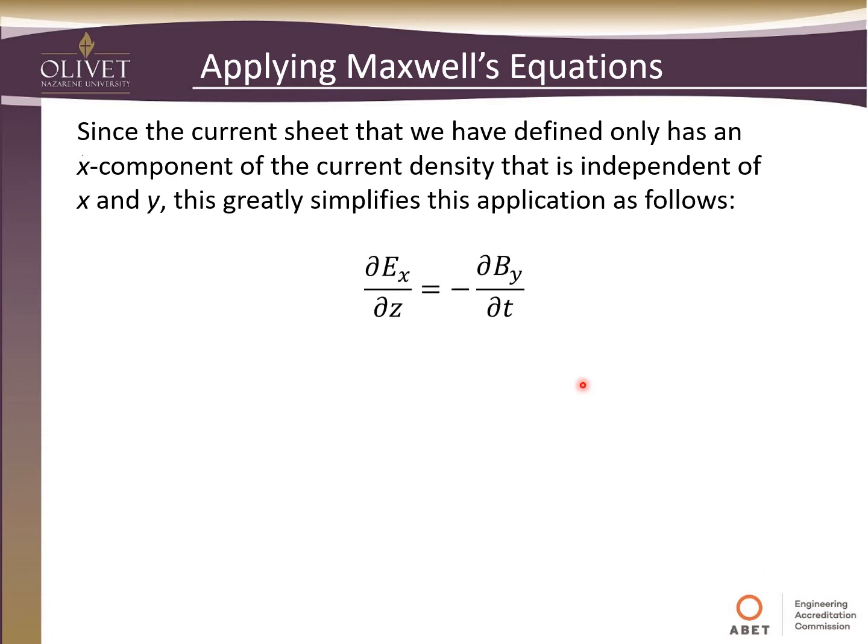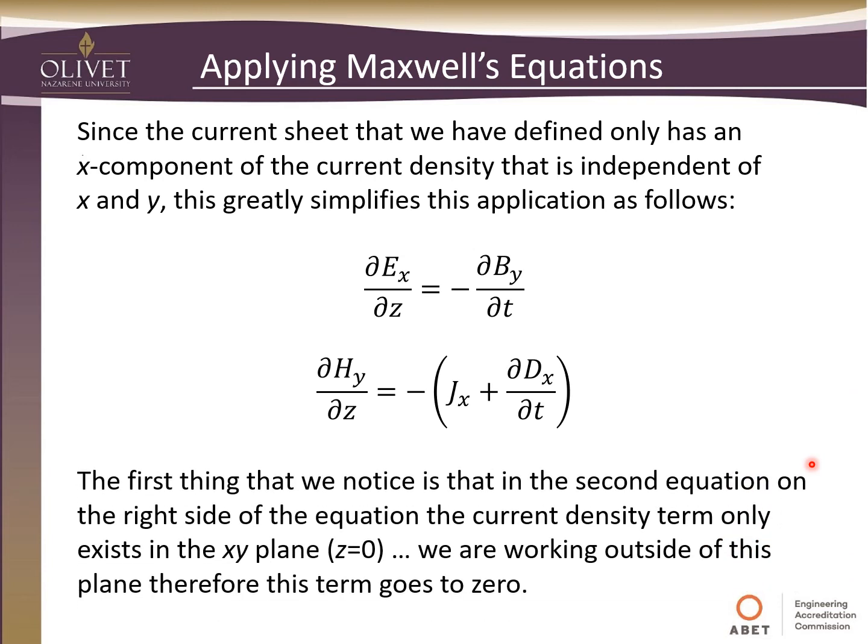So Faraday's law is going to simplify to this because we only have this x component, which should generate a corresponding y component. And for Ampere's law, since this is only in y, our magnetic field is only going to be in y, and our current is only going to be in the x direction. So that greatly simplifies what we're dealing with. The first thing we want to notice is that in the second equation, Ampere's law, on the right side of the equation, the current density term only exists in the xy plane, that is when z equals 0. Once we get off z equals 0, this term goes away, so we will not have any current density except on that sheet. Again, more simplification.